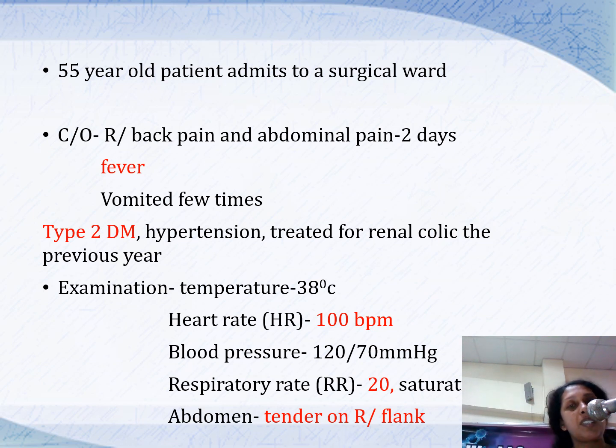Our patient was a 55-year-old man who was admitted to a surgical ward. He had complained of right-sided back pain along with abdominal pain going on for 2 days, with fever and a few episodes of vomiting. He had a background history of diabetes and hypertension, and had been treated for renal colic in the previous year.